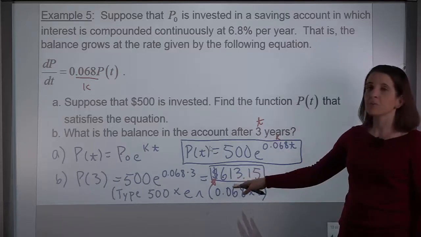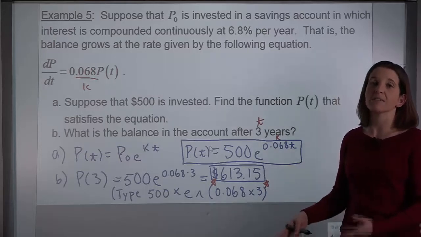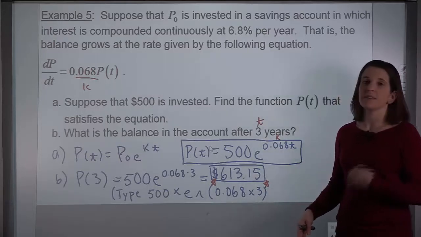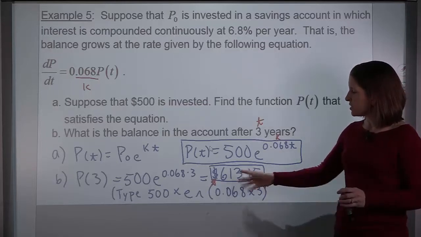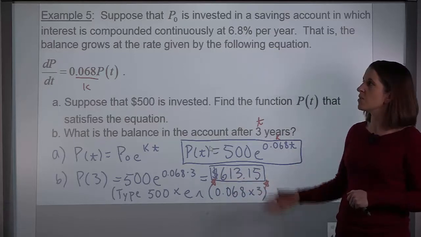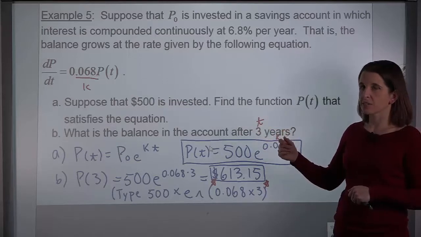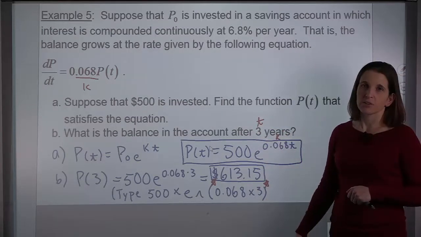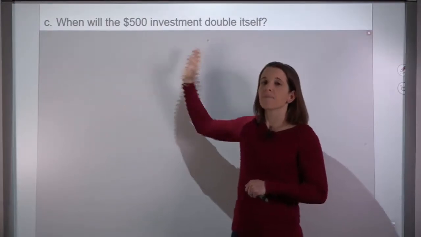When you type that, remember any money question, you should be rounding to 2 decimal places without being asked, for me on a test. And then follow the directions in the homework, but normally it will say 2 decimal places as well. So this may have involved rounding, but I end up with $613.15. So if I put $500 in this account for 3 years at this interest rate of 6.8%, I will end up with $613.15.